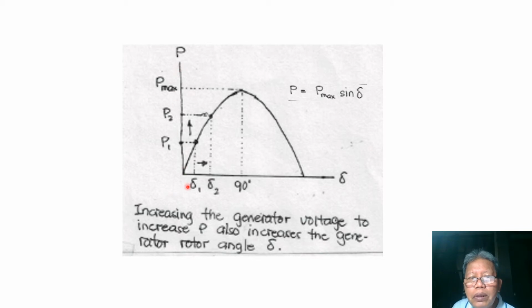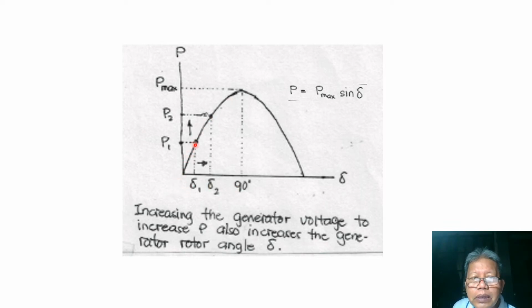Going back to our power angle curve with this equation, P equals P max sine delta. Increasing the generator voltage to increase P also increases the generator rotor angle, delta. Since we are talking about the relationship between the power generated by the generator and the generator rotor angle, delta, we follow along this curve.